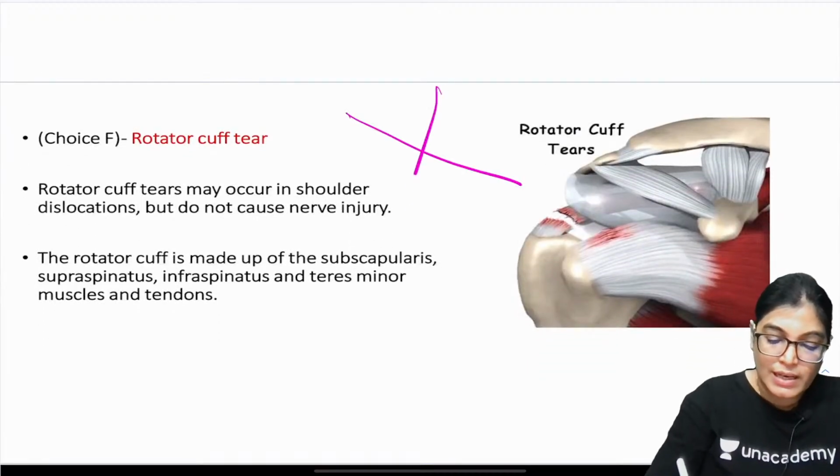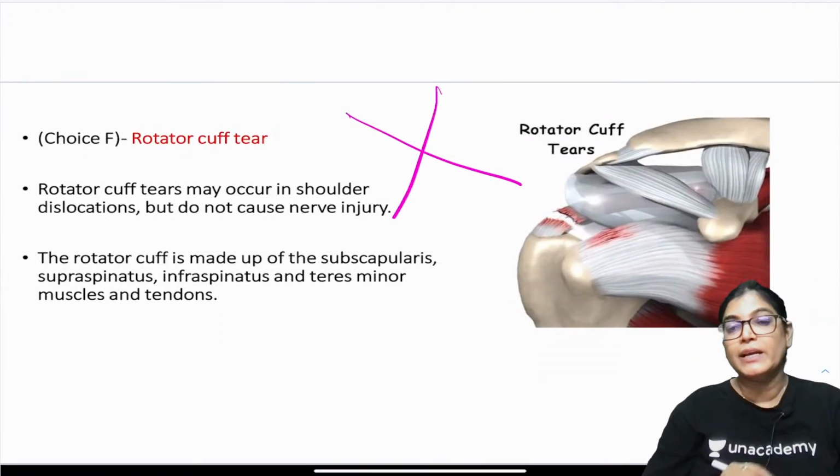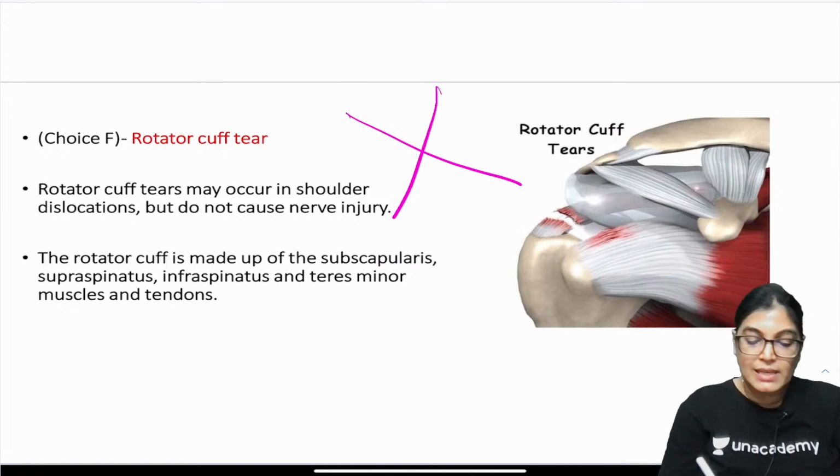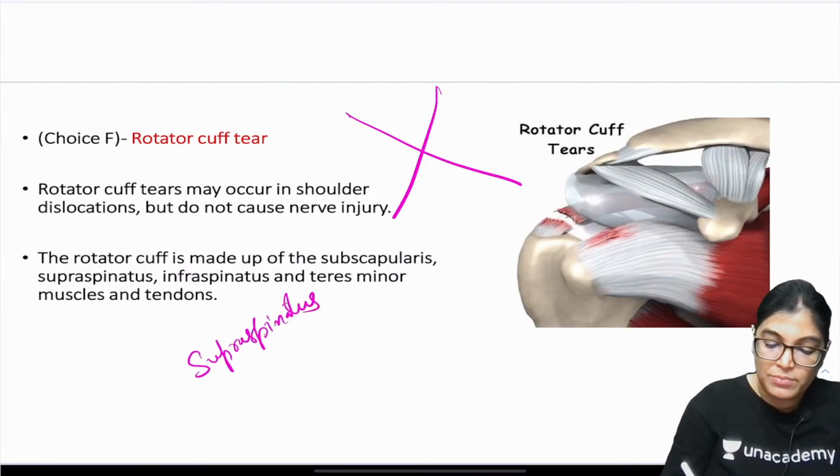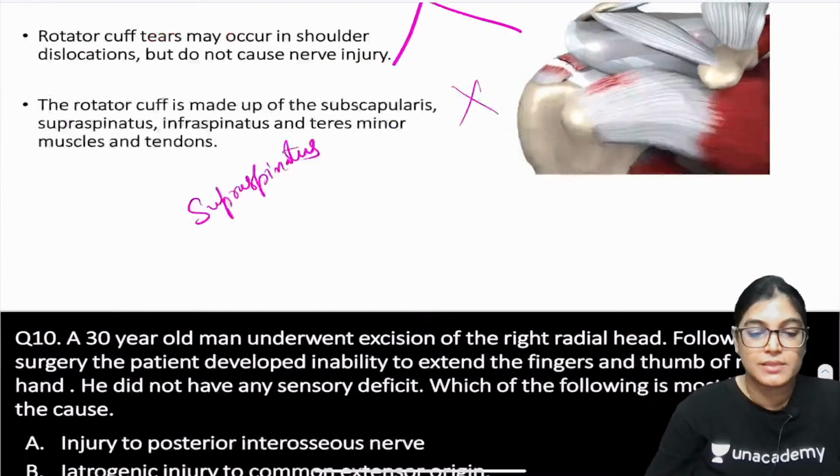Rotator cuff tear is not the correct answer because a rotator cuff tear mainly involves the rotator cuff muscles. Most importantly, the supraspinatus muscle is involved. Other muscles can also be involved. So this can't be the correct answer.